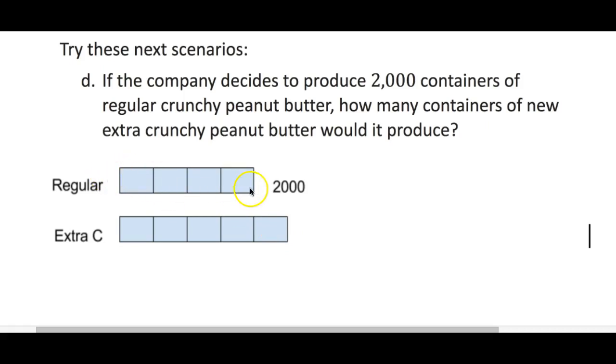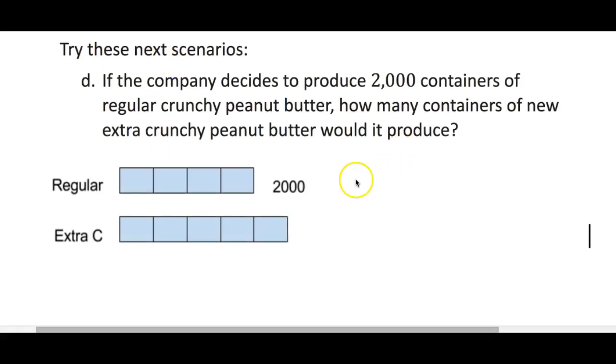So if the regular was 4, the extra crunchy was 5, we know that they're going to make 2,000 containers of regular crunchy peanut butter. So here's the 2,000 containers. What do we need to do to figure out how many extra crunchy they would make? Well, we do need to take the 2,000 and put it into these parts. To take the 2,000 and put it into these parts, what operation are we doing? We're going to be doing division.